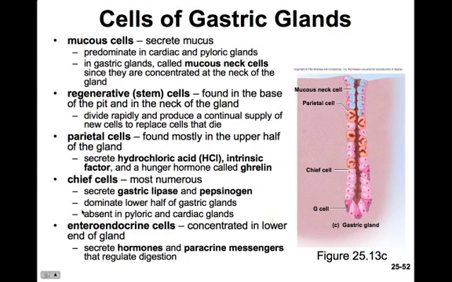Finally, we'll see enteroendocrine cells at the bottom side of the gland. They'll secrete a variety of different hormones and paracrine messengers that regulate digestion. We'll visit these later. These G cells are gastrin-secreting cells.